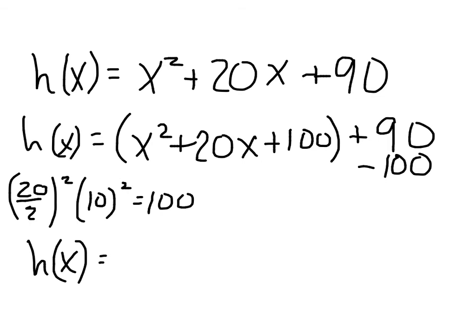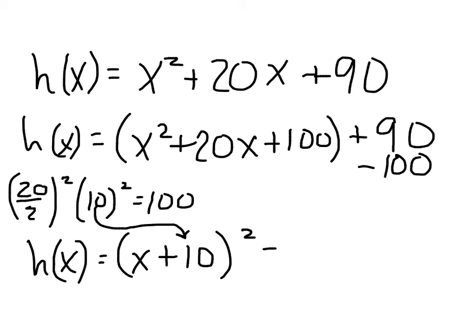Now, what times what gives me x squared? X and x. What times what gives me 100 but adds up to be 20? Do you remember how I showed you this number and this number are always the same? On the outside, what is 90 minus 100? Negative 10. You successfully just changed it into vertex form. Now, tell me the vertex.